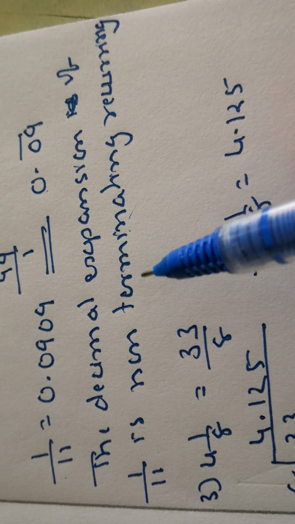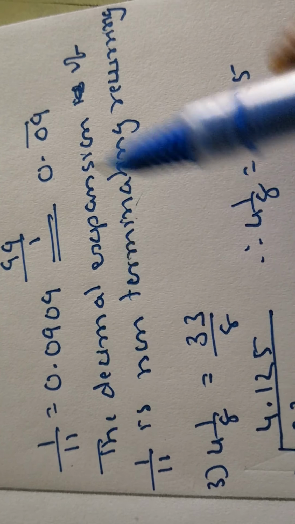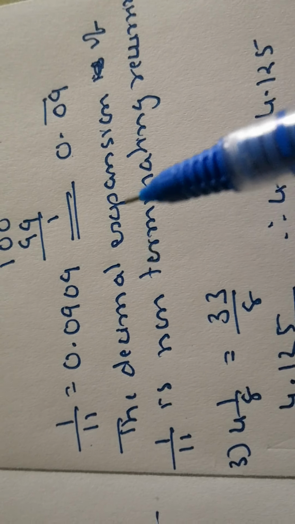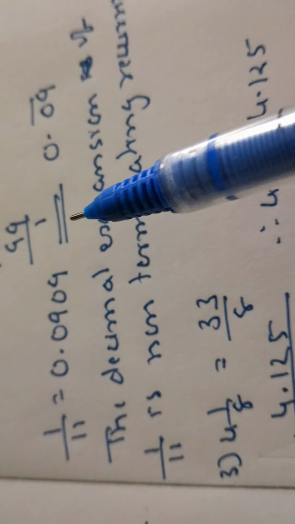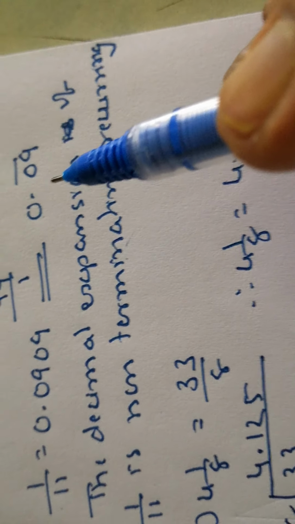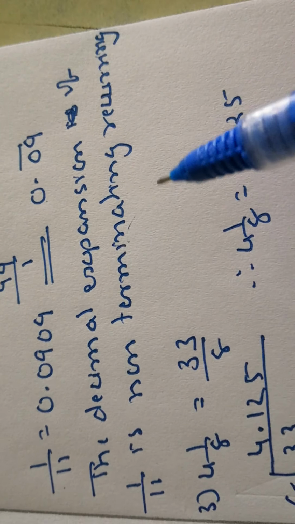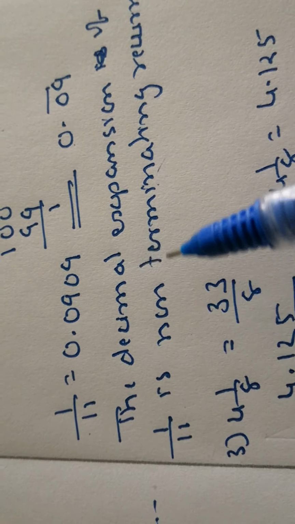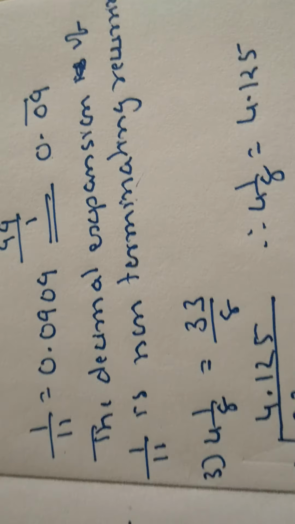I hope you understand. Terminating means you are going to get remainder as 0. Non-terminating means you are going to get some number as remainder. And recurring means the number 090909 is repeating. So it is called recurring. So 1 upon 11 is non-terminating and recurring.